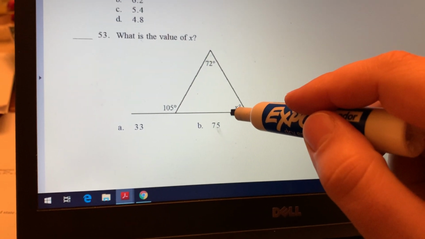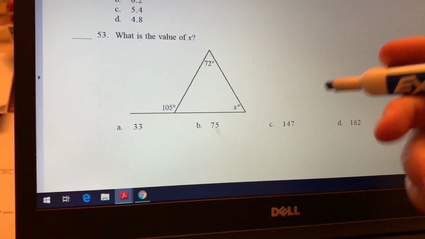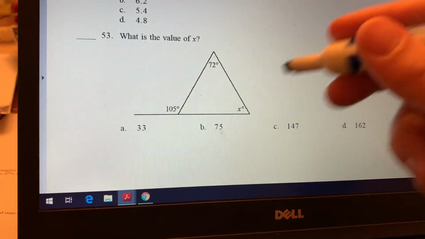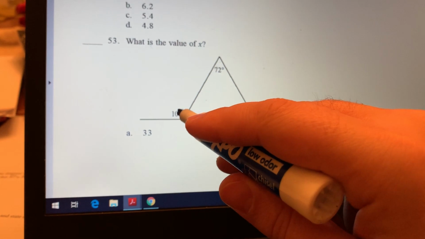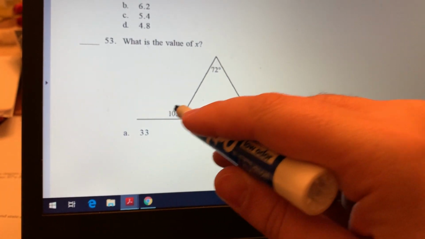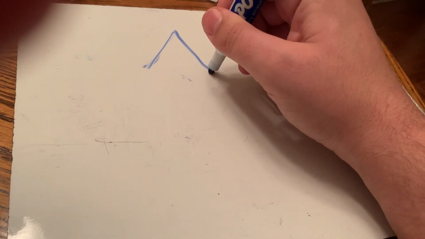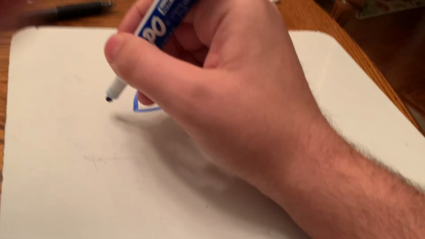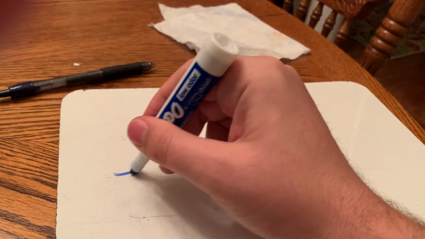But again, if you don't want to necessarily remember the exterior angle theorem, we can go back to, it's still basically applying the same thing. This is a linear pair, right? So if I draw this out, I have a hard time drawing with one hand while I'm holding the camera recording. I know it's a little off.